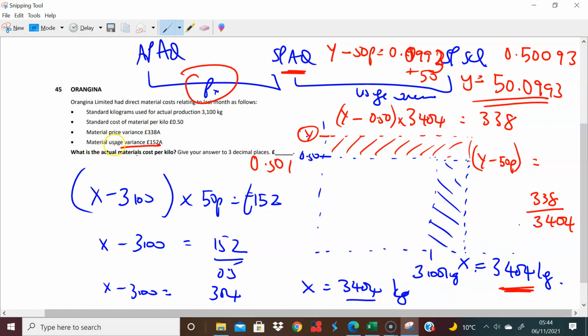Usage variance, I'm interested in the actual quantity minus the standard quantity times the standard price. And if you're given the answer, you can then work backwards to find the actual quantity, and then you can do the same thing once you're talking about price. So hopefully that gives you some good pointers. Okay.